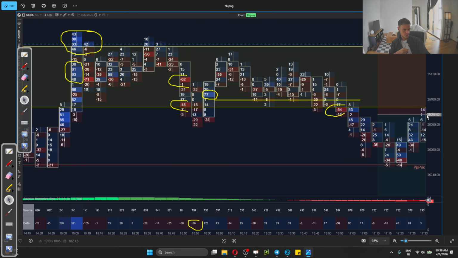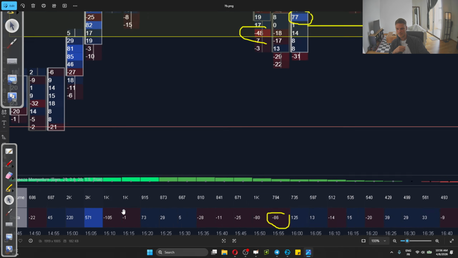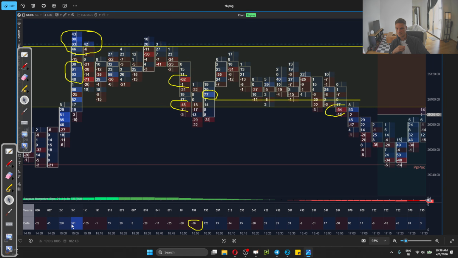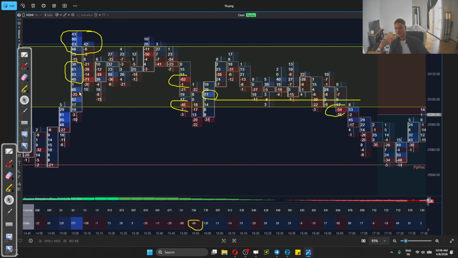I think my entry got triggered here, not here, right? Obviously, somewhere around here. And looking at the delta, 571, look at this, is interesting. 571 positive delta. This is at London Open, by the way. 571 positive delta on this candle, no follow through. After a positive delta like this, you need to see some follow through. Like price should be going up from here.